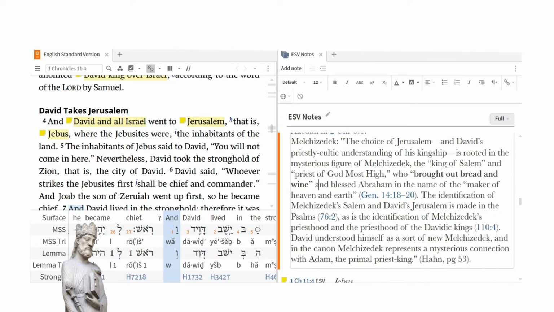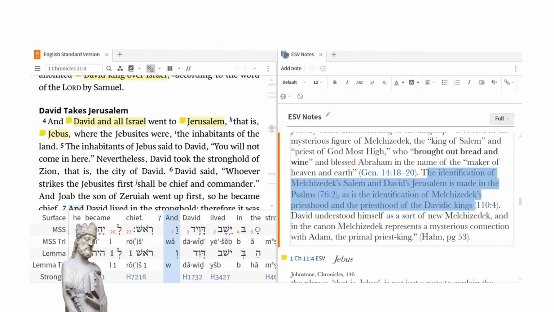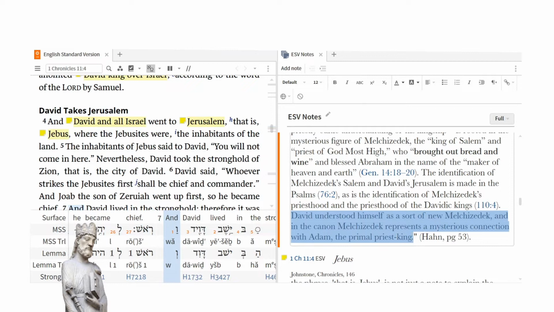Continuing on with Hahn, the identification of Melchizedek's Salem with David's Jerusalem is made in the Psalms, as is the identification of Melchizedek's priesthood and the priesthood of the Davidic kings. Psalm 110, specifically verse 4. David understood himself as a sort of new Melchizedek, and in the canon, Melchizedek represents a mysterious connection with Adam, the primal priest-king, and I want us to take note of that, the first priest.